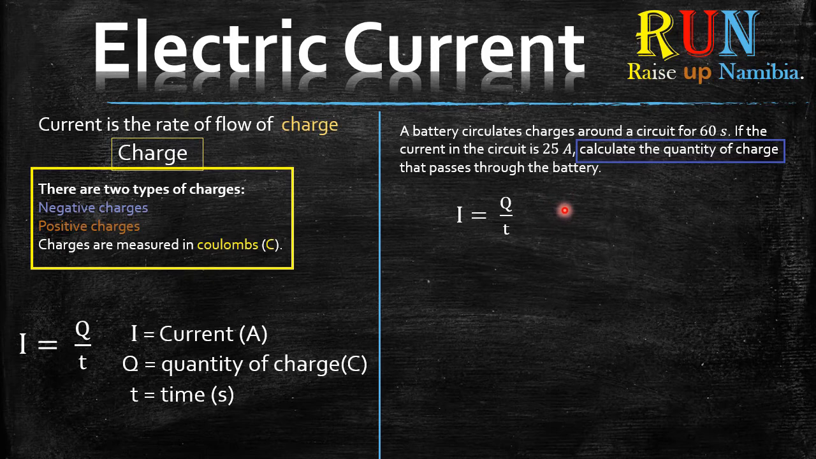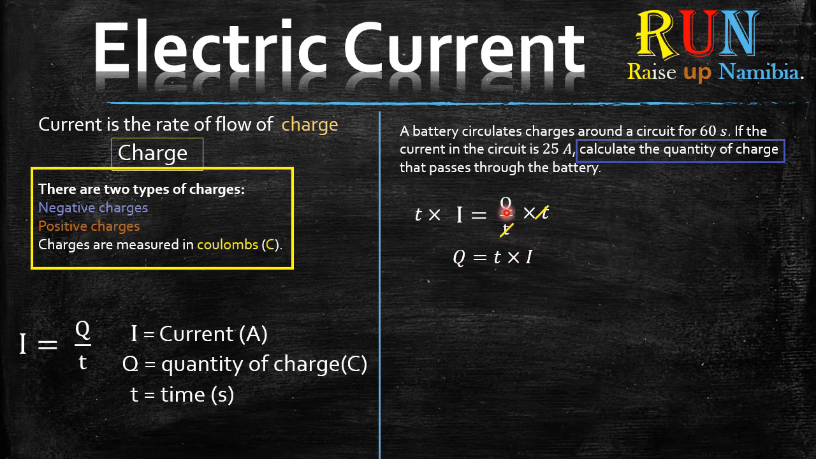But to make it easier, if you know how to make the subject of the formula, you simply make Q the subject of the formula, okay? To make Q the subject of the formula, you multiply both sides by T. On the right hand side, the T will be cancelled and you will be left with Q equals T multiplied by I. So if I flip it around, it will look something like this, okay? If you don't know how to make a letter the subject of the formula, I'll be leaving a link down below in the description on how to make a certain letter the subject of the formula, okay?